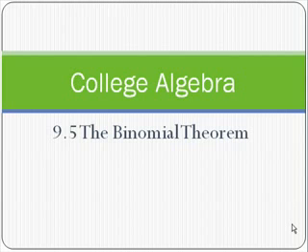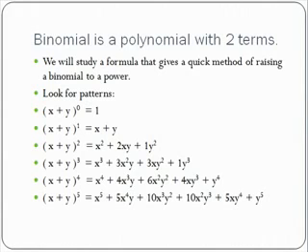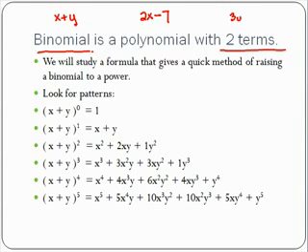So first of all, the binomial theorem is taking a binomial and raising it to a power. So remember, a binomial is a polynomial with two terms. So like x plus y, that has two terms. 2x minus 7, that's a binomial. 3y plus 7z, that's a binomial. So we're taking binomials and we're raising them to a power.